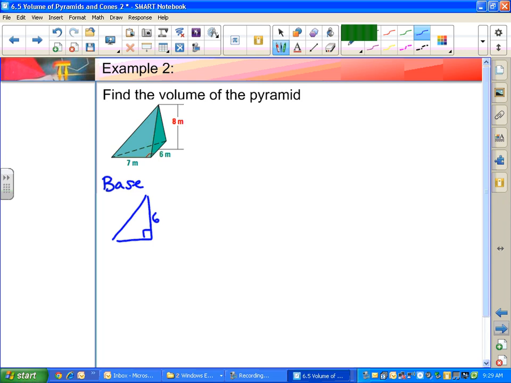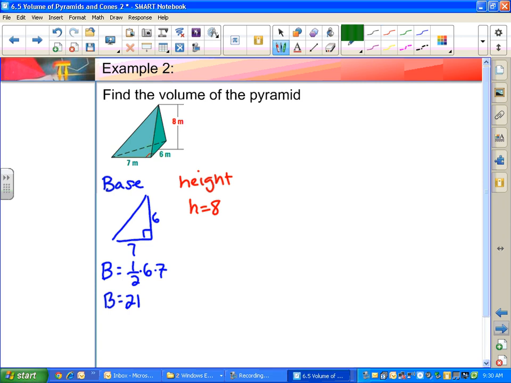So use what you know. This length would be 6, that's coming from here. This length would be 7, that's coming from here. And it's a right triangle. So the area of the base, 1/2 base times height for a triangle, so 1/2 times 6 times 7, so that would be 3 times 7, so that would be 21. The area of the base is 21. The height is given to us right here, so the height is equal to 8.